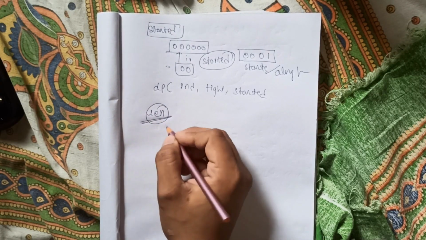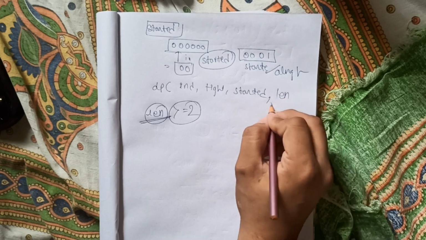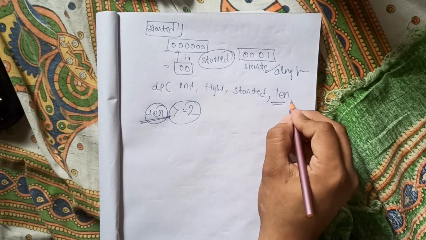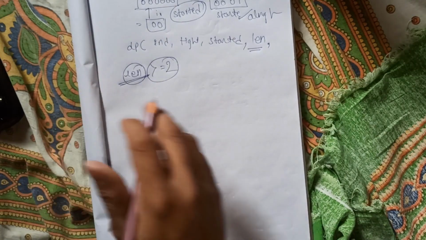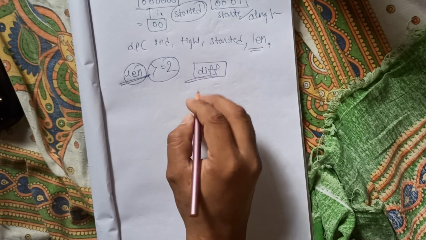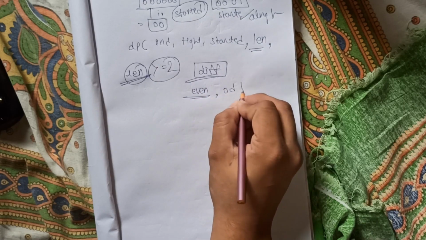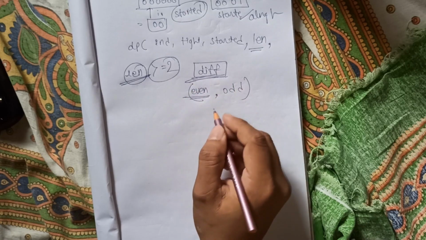Length also has a constraint that length should be greater than or equal to 2. So why not just store it, right? Length is also stored, right? And one last thing is difference. Now why are we using difference? Because we need to find the sum at even indices and the sum at odd indices as well. So we are creating a difference, right?